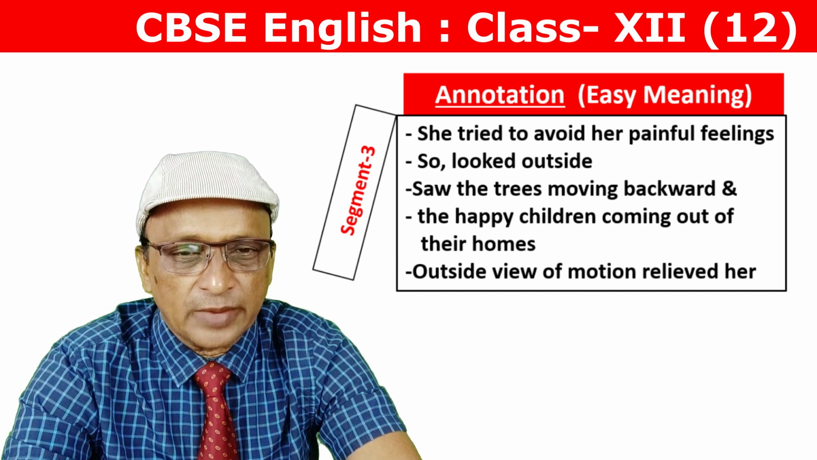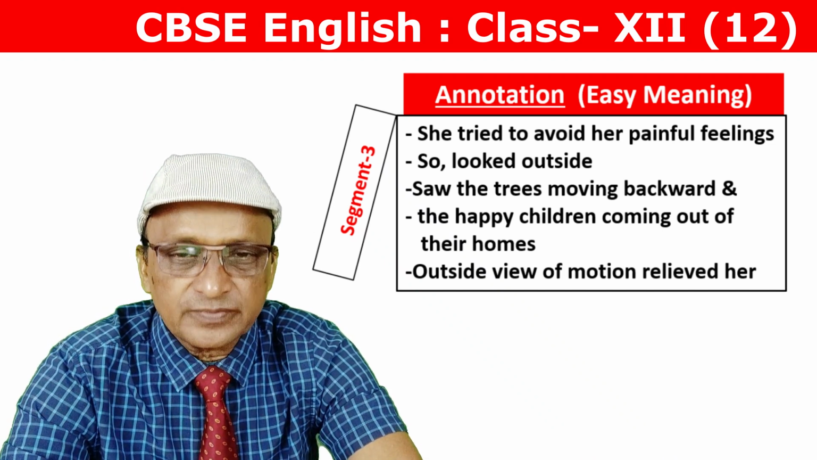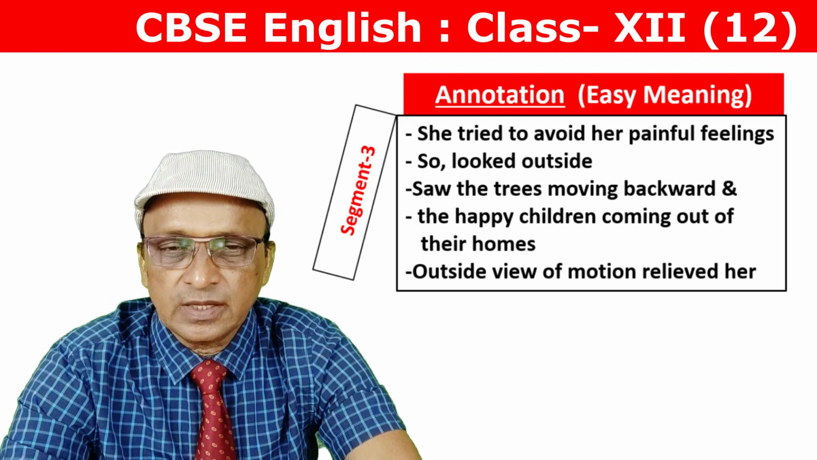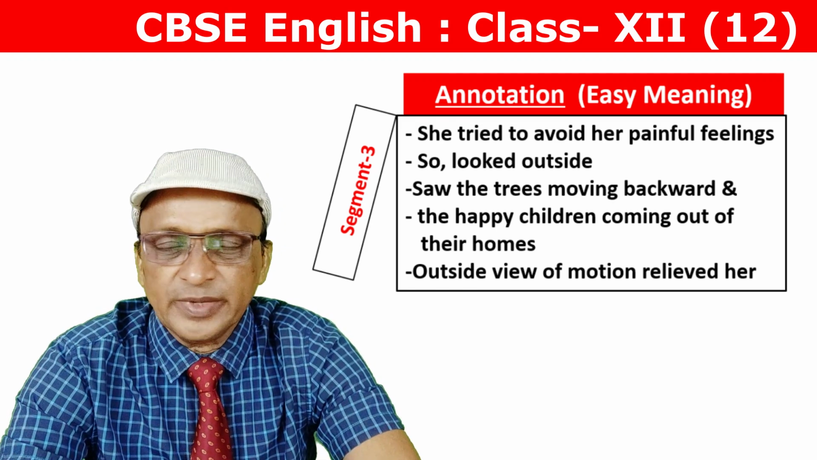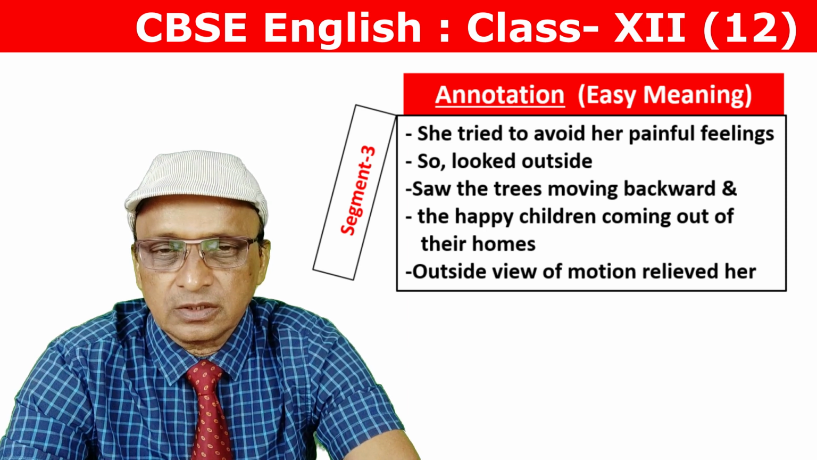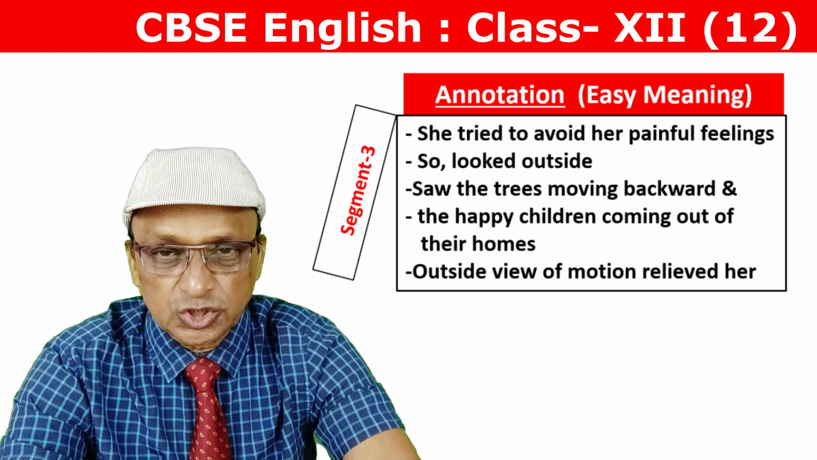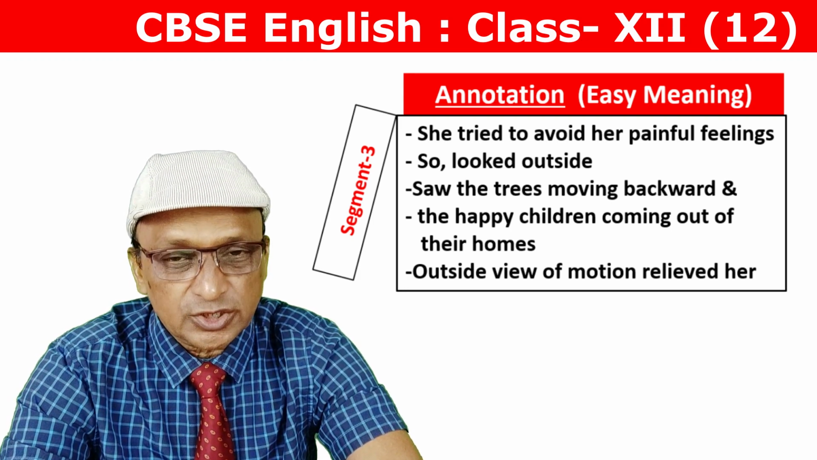One, trees appeared to be running. Trees were in motion, they were running backwards, sprinting, and the happy children were coming out of their houses. Children were also in motion. So, seeing these two things in motion relieved the poetess's mind.